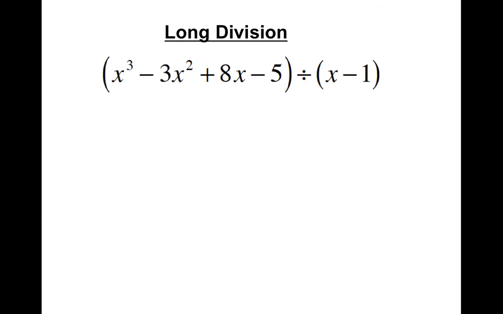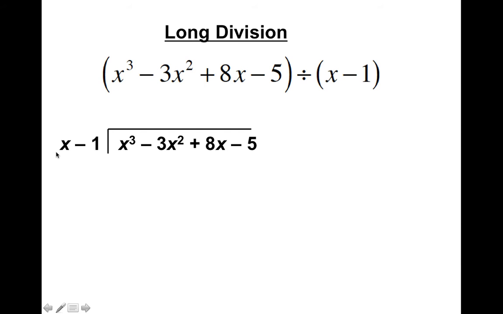So if we were to divide x cubed minus 3x squared plus 8x minus 5 by x minus 1 using long division, notice there's no missing terms. We have x cubed, x squared, x, and then no x. So we can just write that under the divide by sign. And then we're dividing by x minus 1. Remember, you always look at the first term. So we're looking at how many times x goes into x cubed. So x times what is x cubed? It's x squared. Once you know what that value is, you multiply that to both of these.